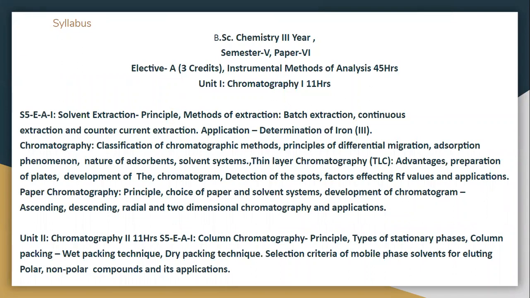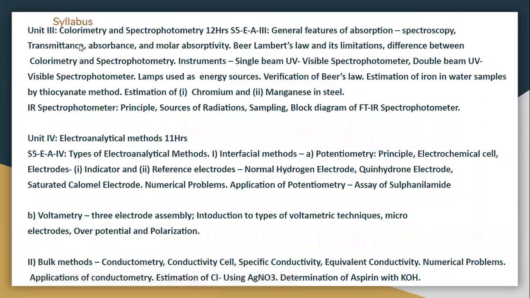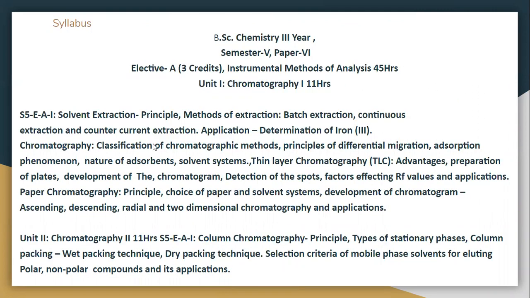First one is chromatography, and that is unit one, and unit two is also chromatography, and then the third unit is colorimetry and spectroscopy, and the fourth unit is electroanalytical methods. So as a whole we have 4 units. The first unit comprises solvent extraction and some basics about chromatography and basic techniques.